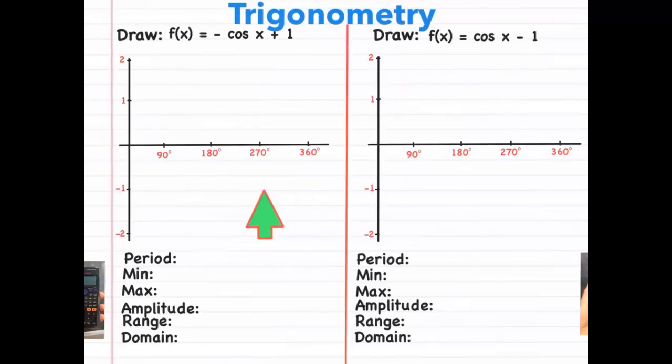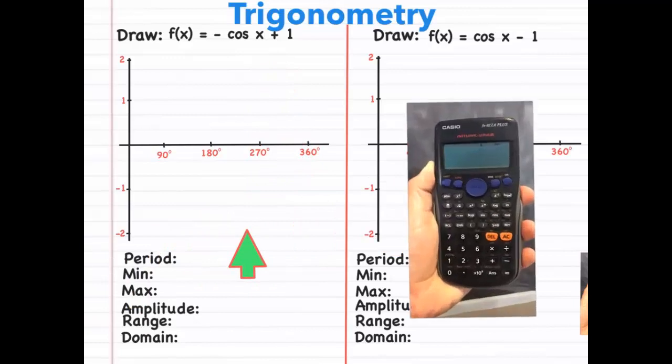Now here are 2 more examples that we are going to try, so let's see how we will draw these. Okay, and I want you to draw both from 0 degrees to 360 degrees. So here's our first one, minus cosine x plus 1. So it's a negative cosine function, so it's going to be the upside down bowl, and we're going to move it 1 unit up. So let's see if we use our calculator what that will look like.